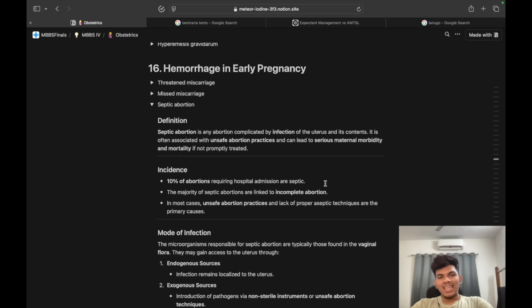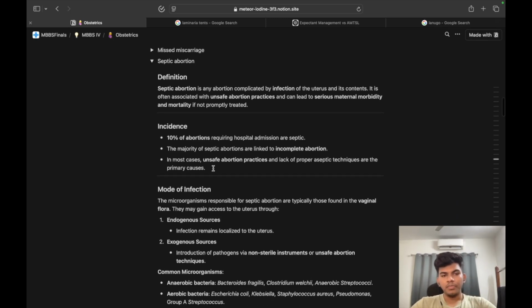Septic abortion is any abortion complicated by infection of the uterus and its contents. So, infection of the uterus and its contents. It is often associated with unsafe abortion practices and can lead to serious maternal morbidity and mortality if not promptly treated. So it is associated with unsafe abortion practices, which can lead to, as we all know, sepsis and serious maternal morbidity and mortality.